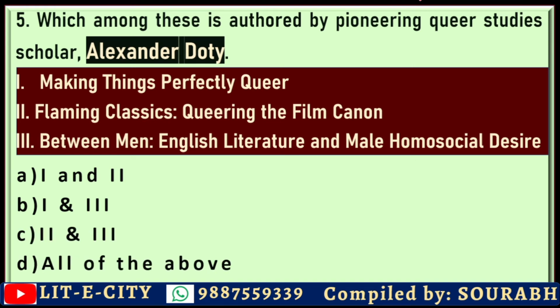Now, generally, students attempting the paper think that if the option is all of the above, it must be correct, but this is not so. Here only Making Things Perfectly Queer, Flaming Classics, which is a study of Ian Fleming's James Bond, and Queering the Film Canon, these books are written by Alexander Doty.